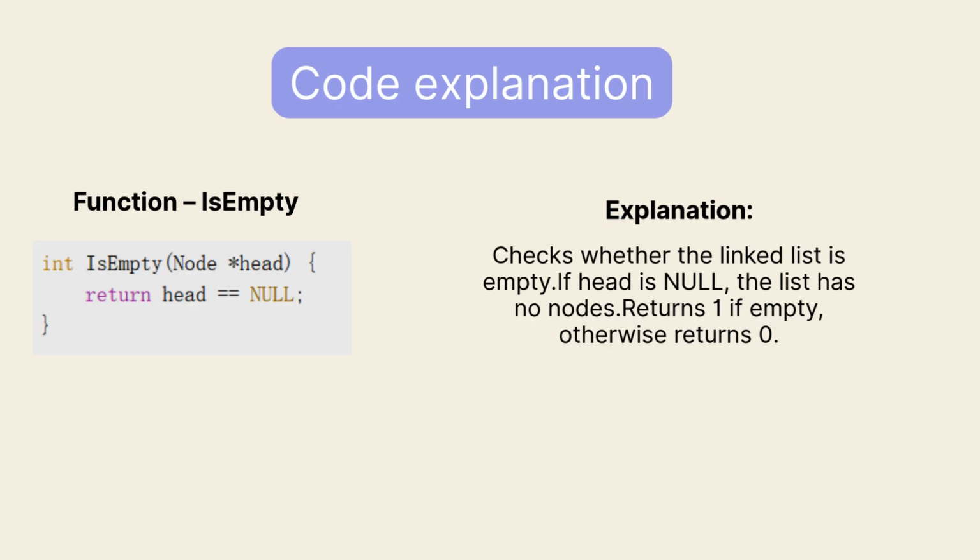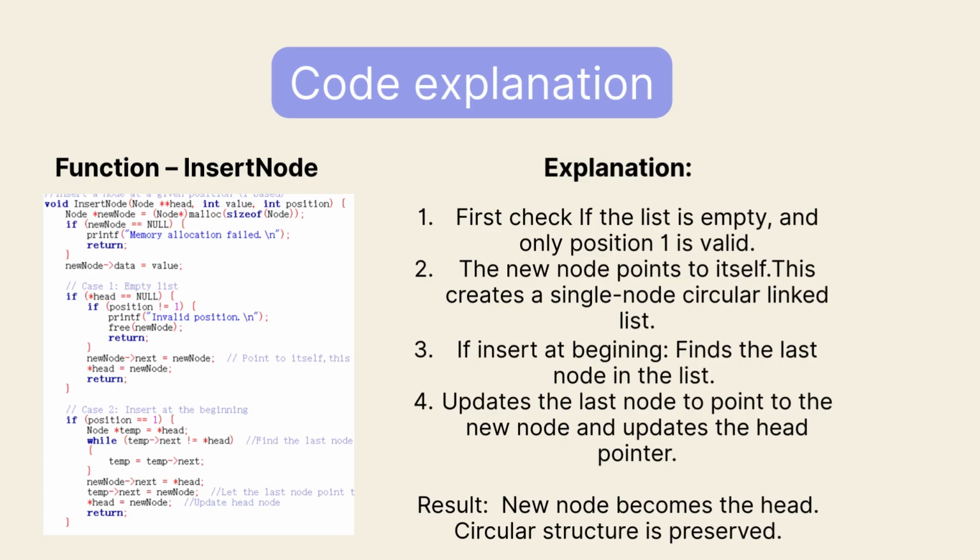And this is the function isEmpty. It checks whether the linked list is empty. If head is NULL, the list has no nodes. It will return 1 if empty, otherwise it returns 0.